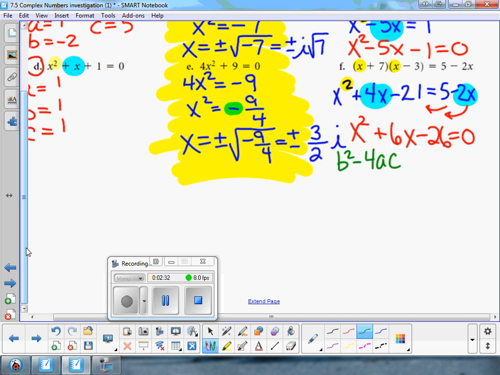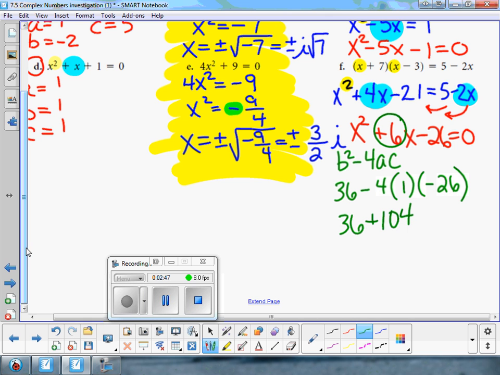What's B squared minus 4 times 1 times -26? 36 plus 104 is 140. So the discriminant is positive 140. That means that this will have 2 real solutions. The solution isn't 140. 140 is this part of the quadratic formula.